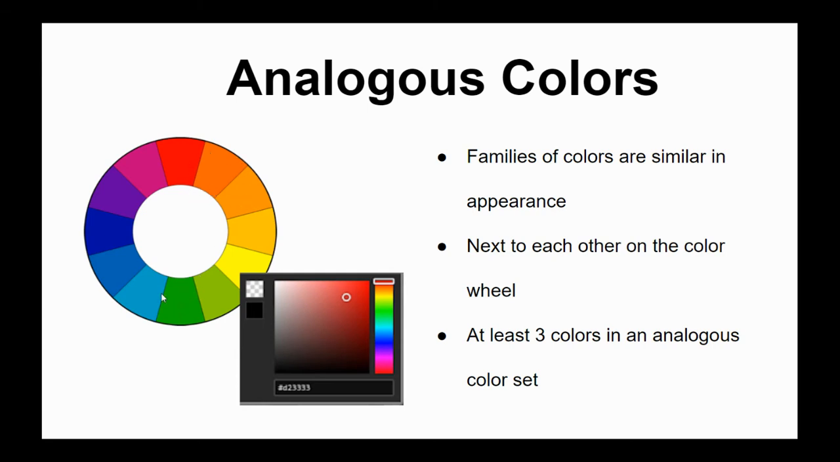Okay. If we look at the green here, as we move this way on the color wheel, it turns from a yellow-green to a yellow. There's 3, and they appear very similar in color. So this is an example of a gradual change in color.